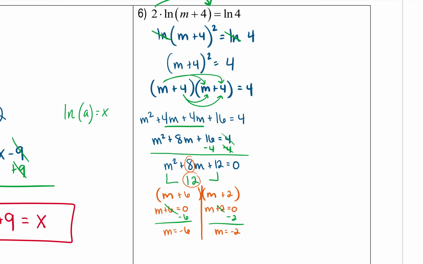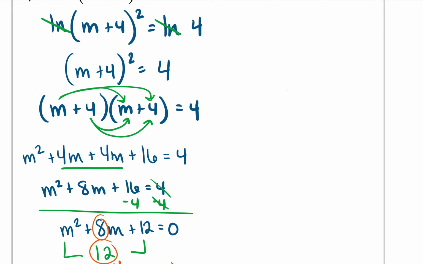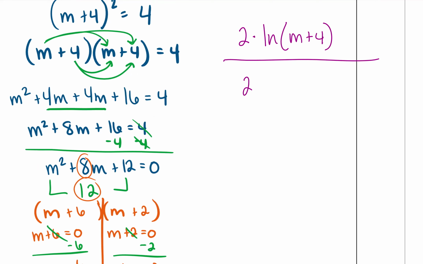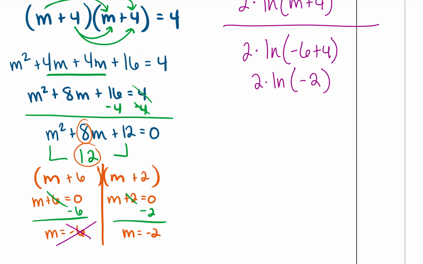So luckily I only have one thing to plug this into. So 2 and then natural log m plus 4. So I have 2 times natural log m plus 4. Alright, I'm going to plug it into that. I have negative 6, negative 2. So if I do 2 times natural log of negative 6 plus 4, that gives me negative 6 plus 4 is negative 2. Uh-oh, can't have a negative. So that one's out.